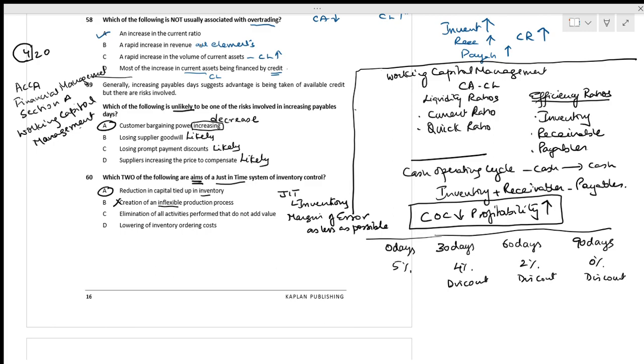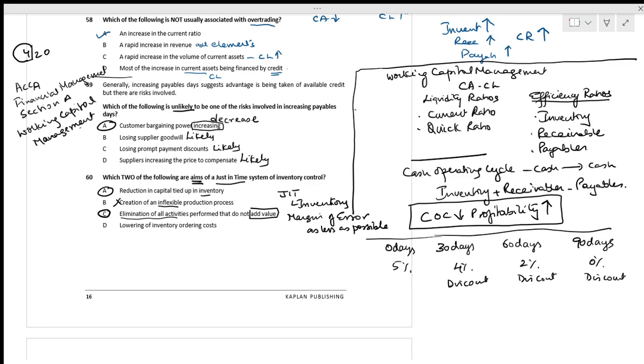Elimination of all activities performed that don't add value. Why are we using just in time? We are using just in time to add value. That's the basic thing. So when we use just in time, we are eliminating all the activities that do not add value. That means wastage, time wastage, resource wastage, capital invested; we will make sure everything is eliminated.